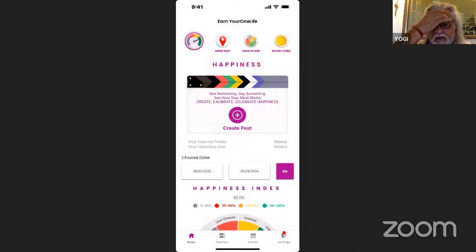Okay, so I'm pulling up my phone screen, which is coming up now. All right. Can everybody see the phone screen now? Yes, we can. Okay.